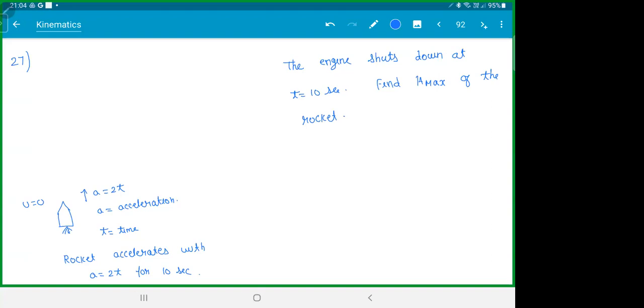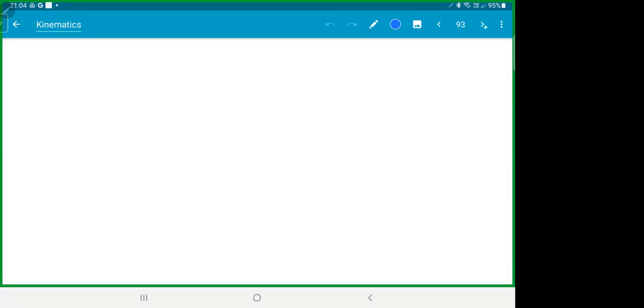How do you start this? First of all, you can't use your regular equations, v equal to u plus at, s equal to ut plus half at square, because acceleration is not constant. So how do we start? Remember, whenever acceleration is not constant, you go back to the basics.